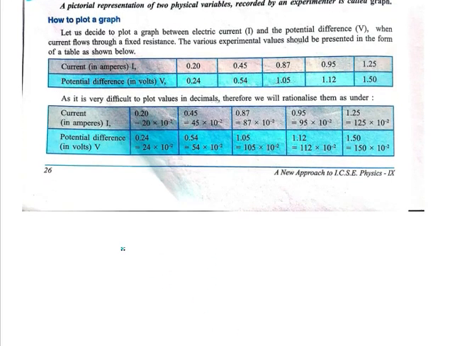So how do we plot the graph? Suppose there are 2 variables, current and potential difference. Suppose when the current was 0.20 ampere, the potential difference was 0.24 volt. Likewise we have 5 values of current and 5 values of potential difference. Now we need to plot it. So how will we plot it?